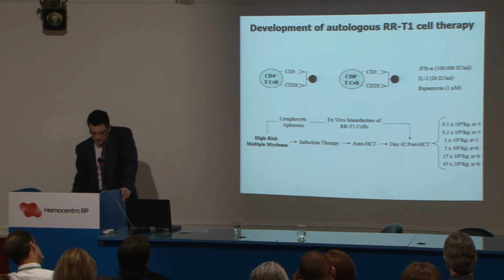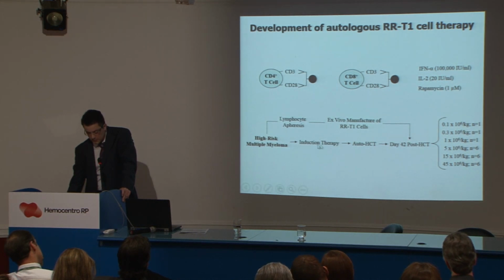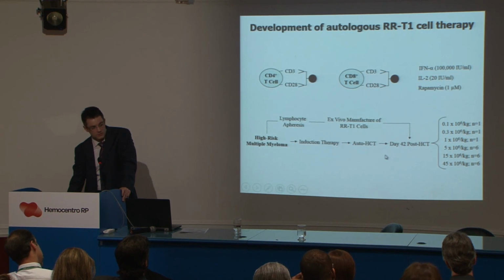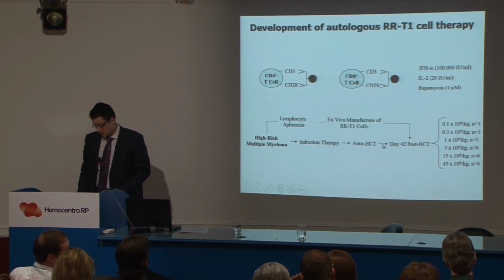So this was the final design of the study: high-risk multiple myeloma and induction therapy, auto transplantation, and 4 days after you can give RAPA cells to this patient. This is a phase 1 trial, and an escalated cell dose will be performed.